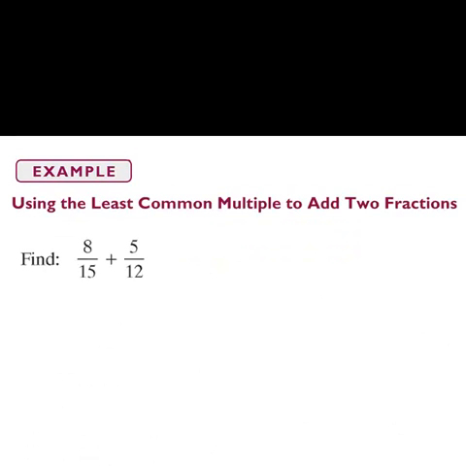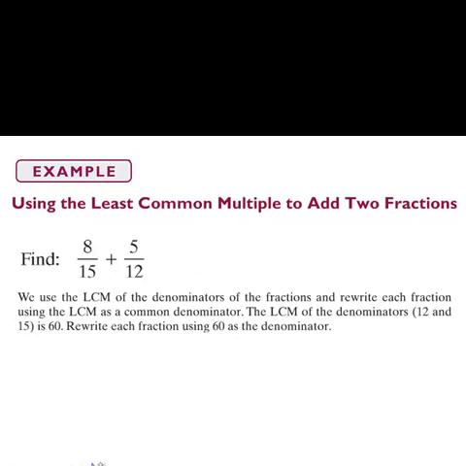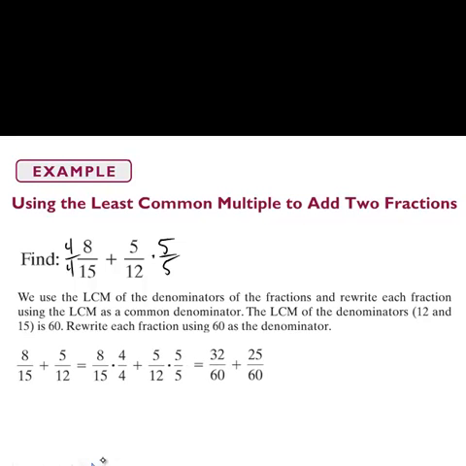Okay? Moving along here. So, suppose that we needed to add 8/15 to 5/12. Well, we now know that the common denominator would be 60 because that's the LCM of those two denominators. All right, so what do we need to do to get the denominators to be 60? We multiply the numerator and denominator by 4 for the first fraction, multiply the numerator and denominator by 5 for the second fraction. All right, and then we'll have that common denominator of 60.